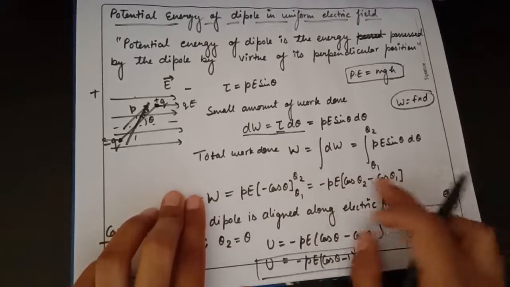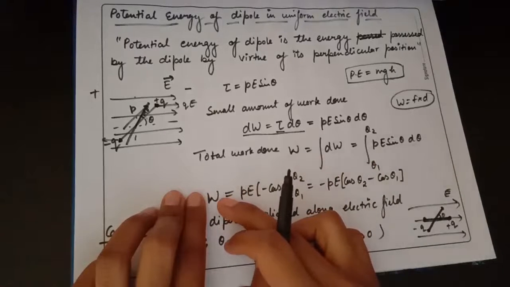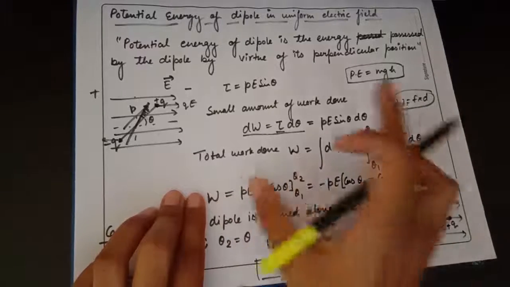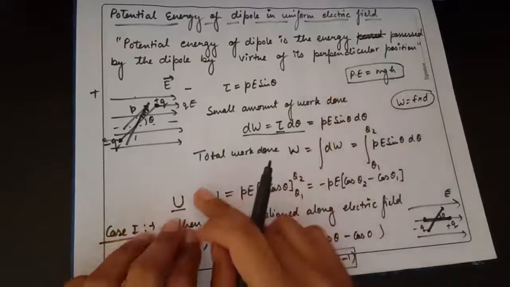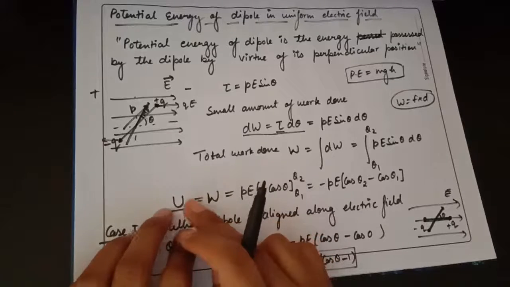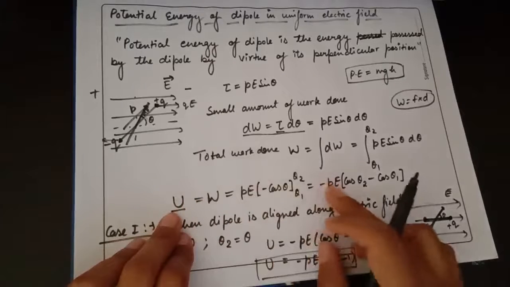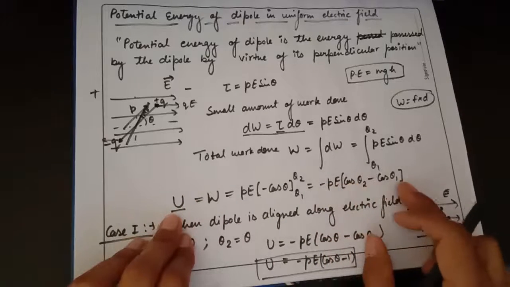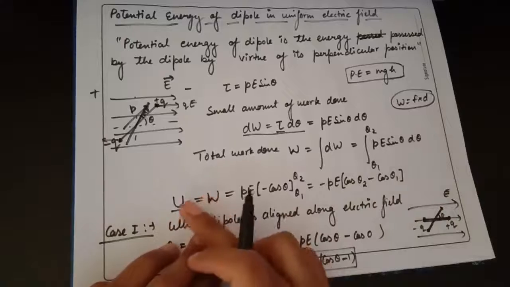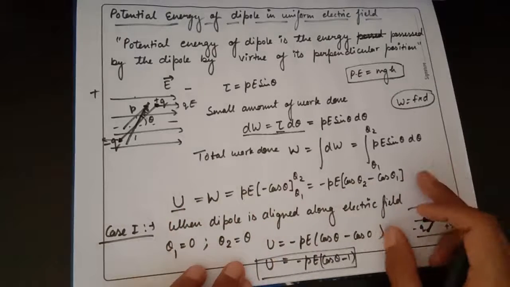As you know, the total work done is stored as potential energy of the system. So this work done I will write as potential energy, and here you can see it is a new term. The potential energy is denoted by U here. So U equals minus pE times cos theta 2 minus cos theta 1, and this potential energy is a scalar quantity. Now we will see two cases.